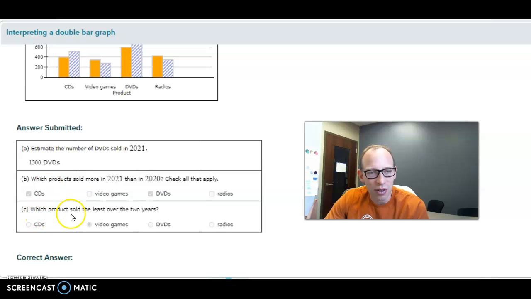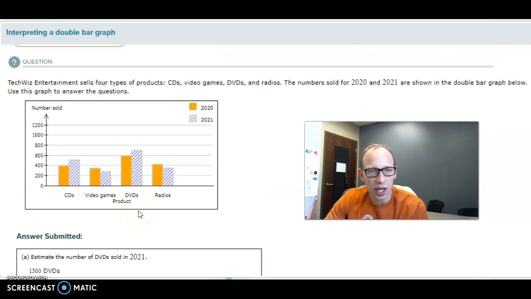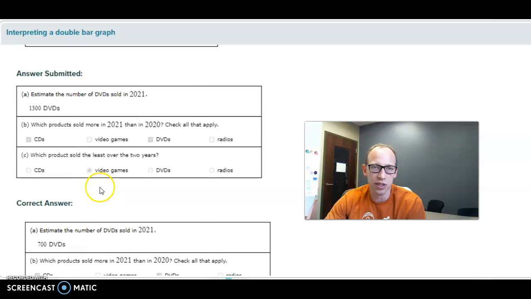Which product sold the least over the 2 years? Well, here we are looking at the combined total of the two, although it's fairly easy because the lowest two that we have in general are the video games. They were lowest in 2020 and they were lowest in 2021. So certainly their combination is lowest, and indeed it is. Now it could be possible that we had something that was really high in one year and very, very low in the other. We'd have to add the two bars together, but in this case we can clearly see that the video games sold the least.